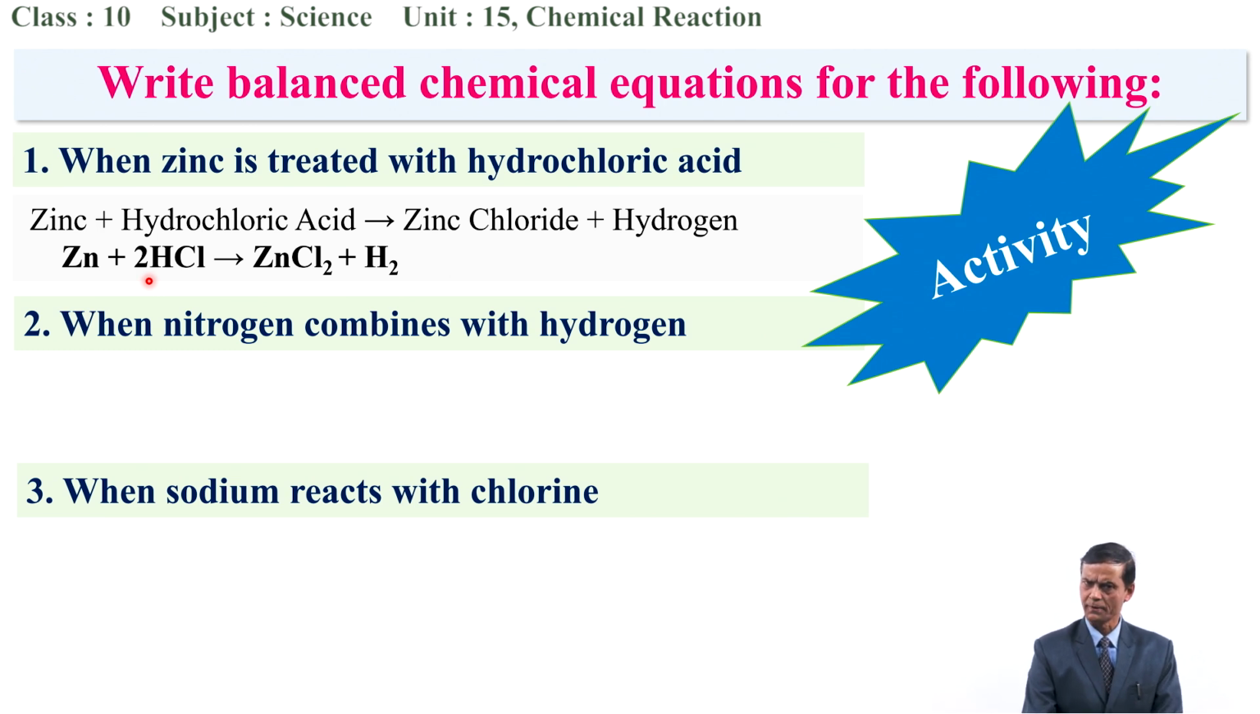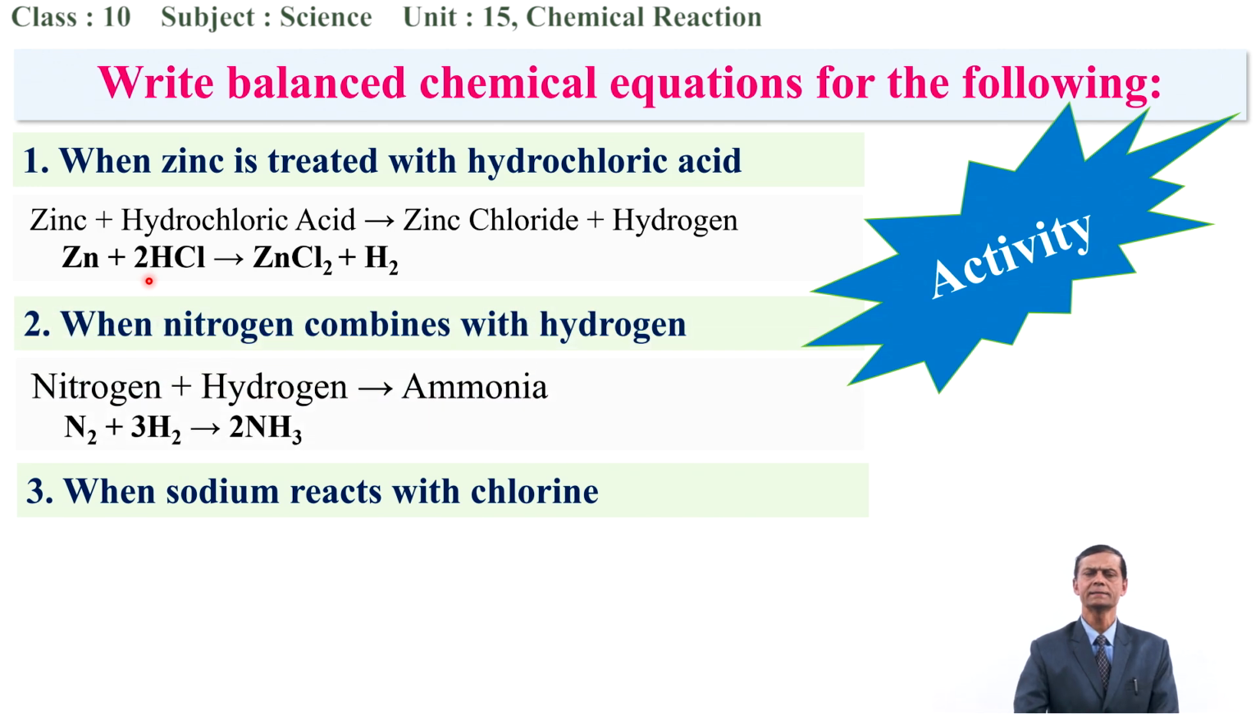Answer of second problem is, when nitrogen combines with hydrogen, how to write this? We can write like this, nitrogen plus hydrogen equal to ammonia. Ammonia is product. Nitrogen and hydrogen are reactants. Look at it. Nitrogen is diatomic, so we write N2. Hydrogen also diatomic, we write H2, and ammonia formula is NH3. So to balance the equation, first of all, hydrogen needs to be balanced. Look at it in right hand side and left hand side. So N2 plus 3H2 gives 2NH3. You try to balance this equation.